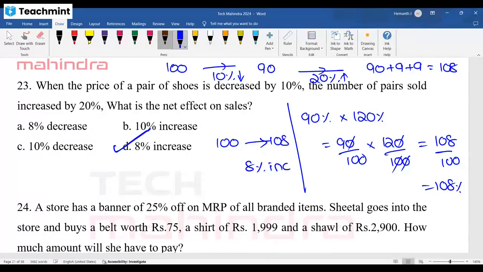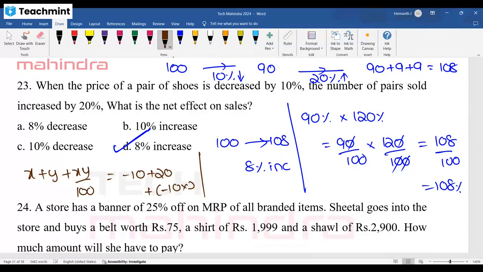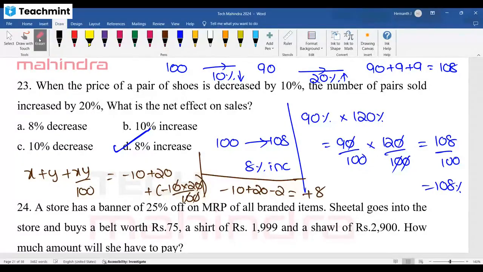Or you can use the x plus y plus xy by 100 formula. Here decrease means minus, increase means plus. Minus 10 plus 20, plus minus 10 into 20 divided by 100, which is minus 2. Minus 10 plus 20 minus 2 will give plus 8. Plus 8 means an 8% increase. Minus 8 means an 8% decrease, and like that you can consider. There are n number of methods.